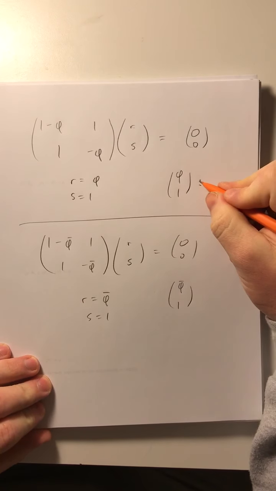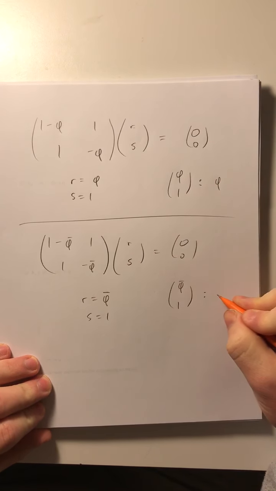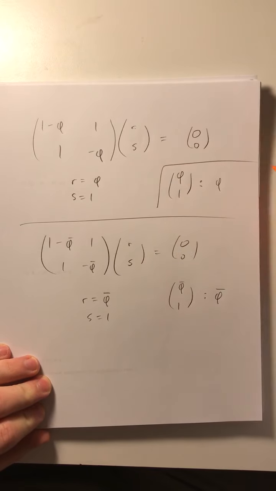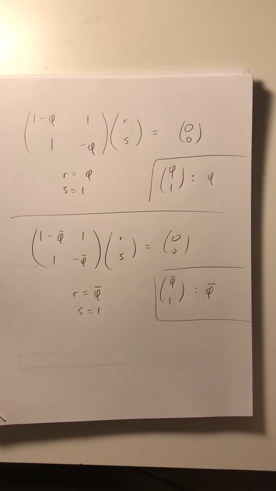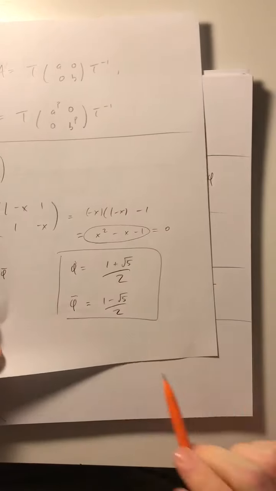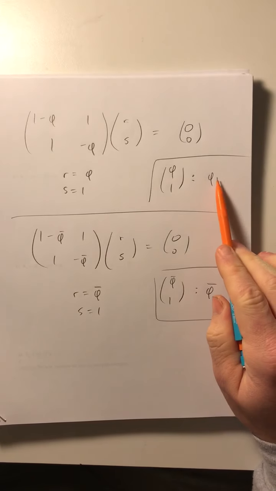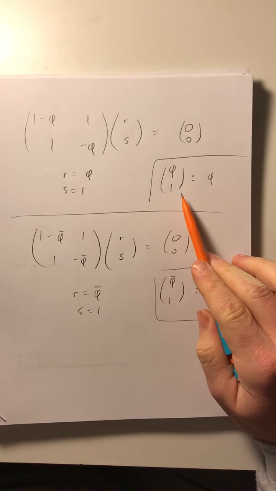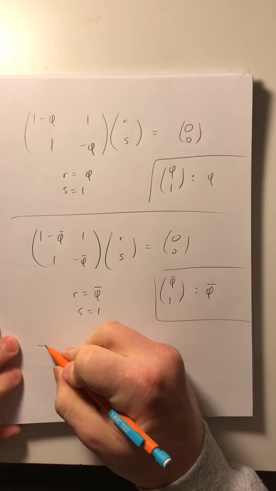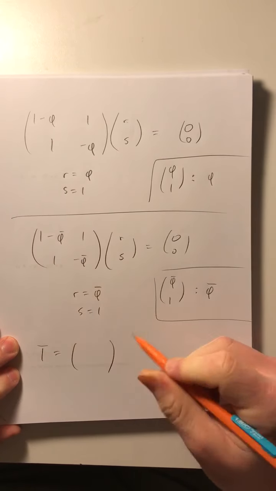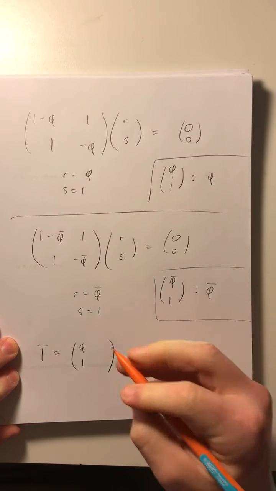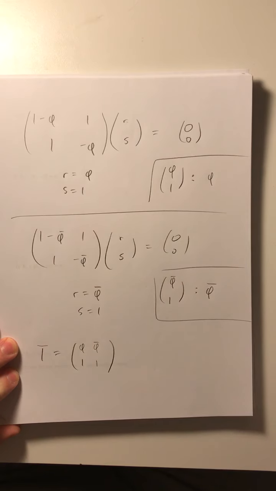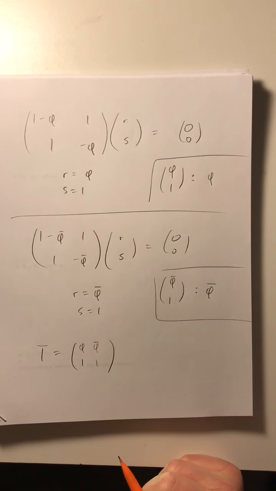So I'll say what this process is. You have no idea why I did what I just did, but these two numbers are my eigenvalues, and for each eigenvalue I found an associated eigenvector. Now I'm going to find my matrix T. This eigenvector will be the first column, and this eigenvector will be the second column. So there's the matrix T that I want.